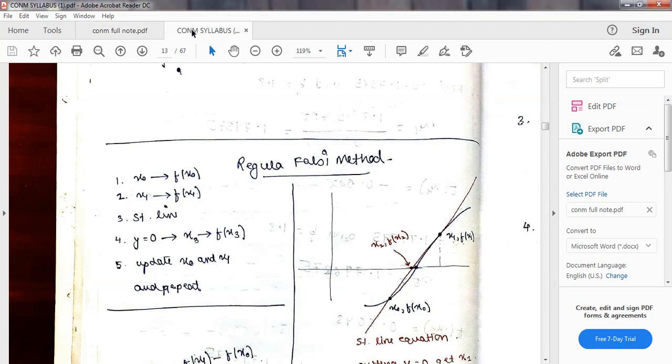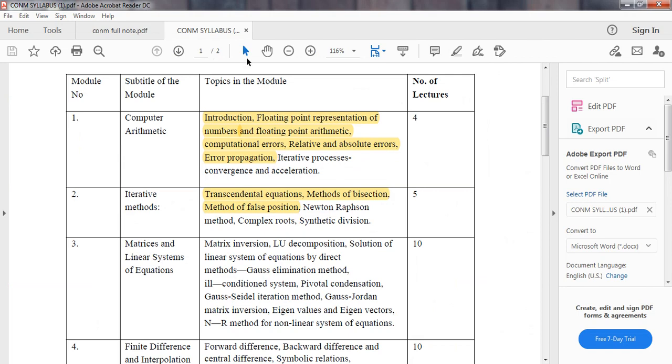Today we are going to discuss the Newton-Raphson method and synthetic division method. Till now we have done the bisection method and the regula falsi method. I believe you remember that, isn't it?